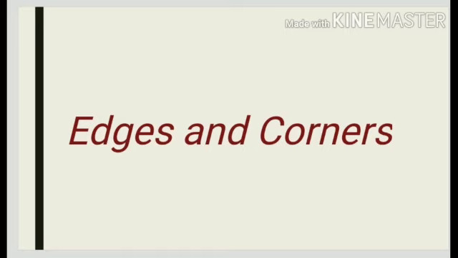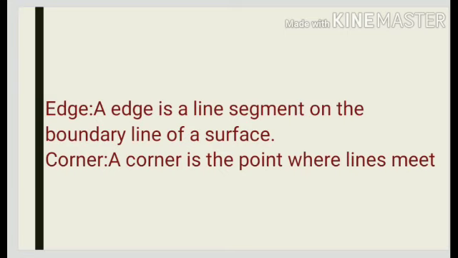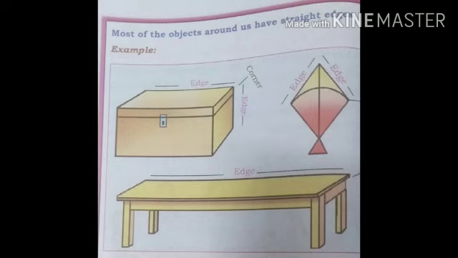Now let us learn what are edges and corners. What are edges? An edge is a line segment on the boundary line of a surface. A corner is a point where lines meet. Students, look at the picture. You can see some objects. There you can see the edges. The boundary line of any object is called an edge.